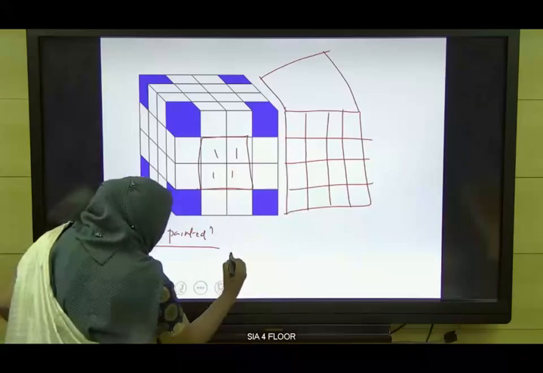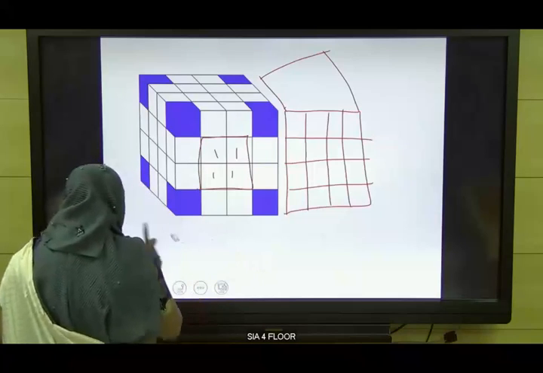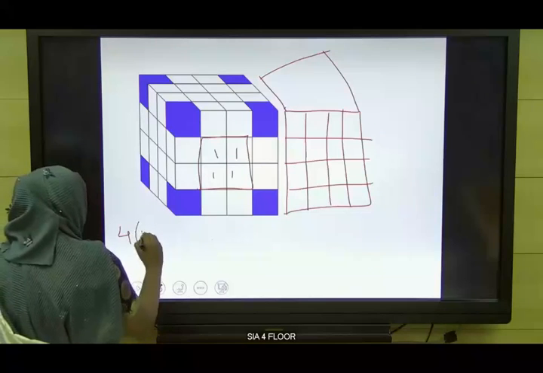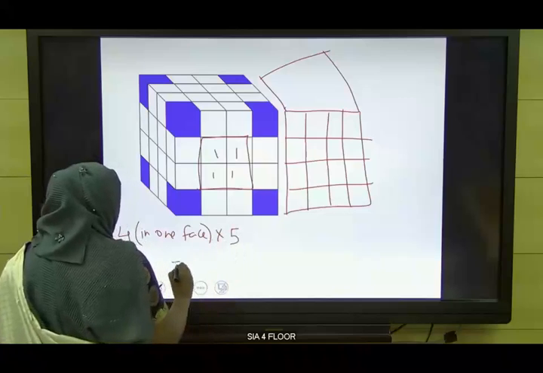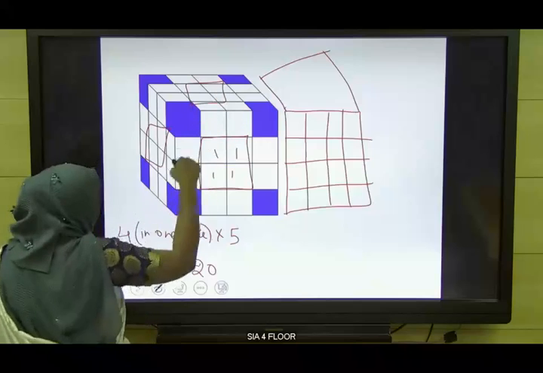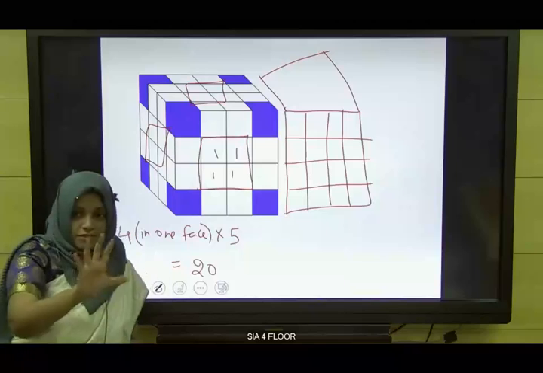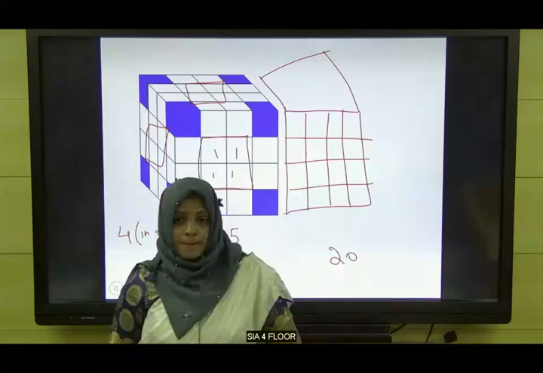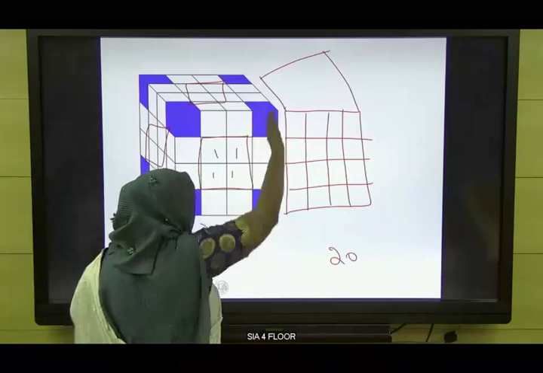Okay, so 4 in one face. How should I write to make it understand? I'll write like this, listen. 4 in one face. So for 5 faces, first I'll count. Okay, there are 20. Here, which is there at the bottom, which is there at the back side. Okay, so there are totally 20 cubes which are one face painted. Are there 20 here? Because both the cubes are similar only. Yes, yeah. Now what happens if one side is not painted?